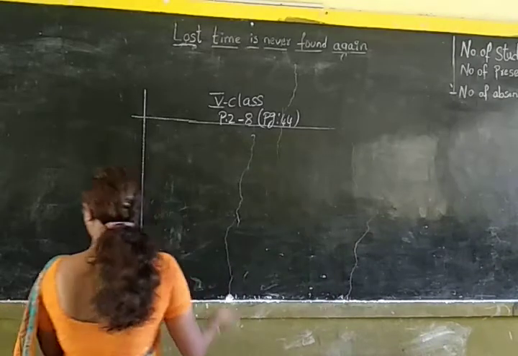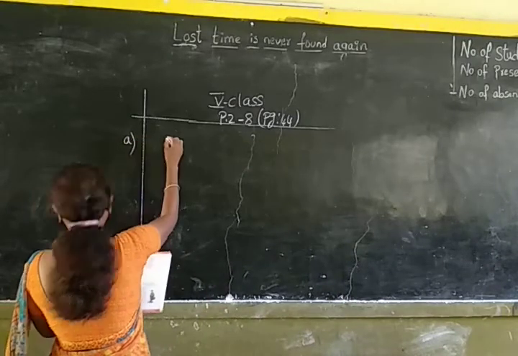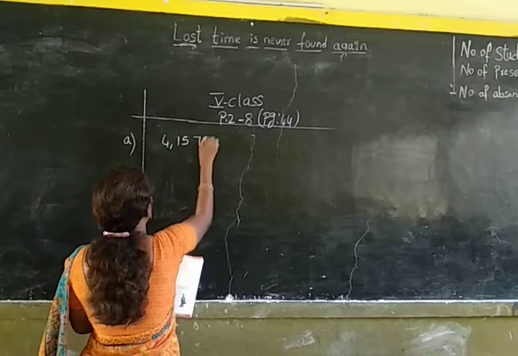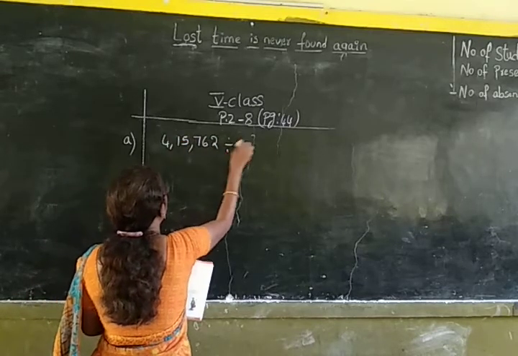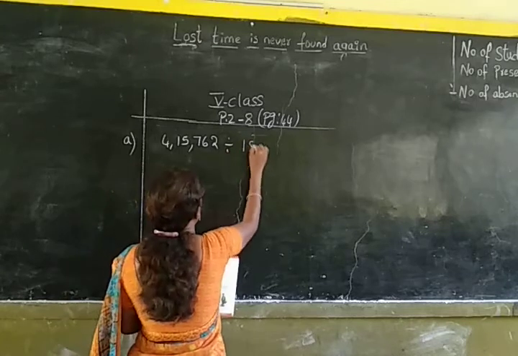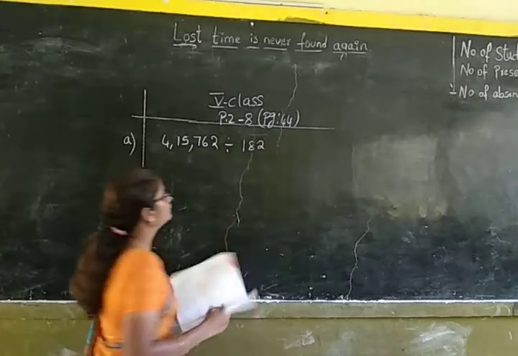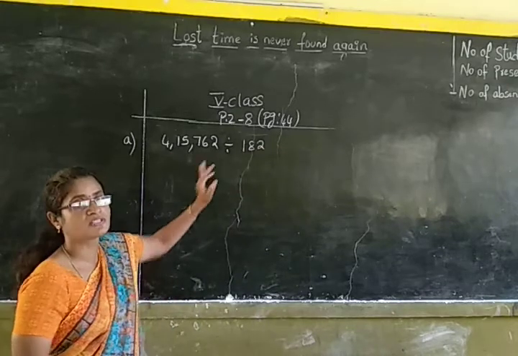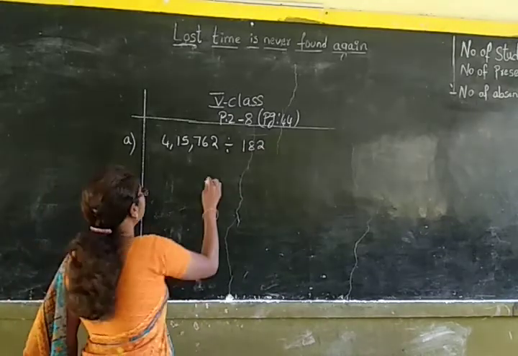So, what is the first question? You have to divide 4,15,762 with 182. Here, 182 is known as divisor and 4,15,762 is known as dividend.